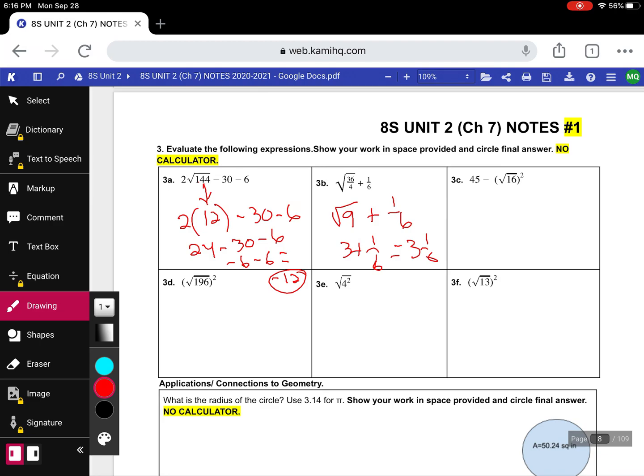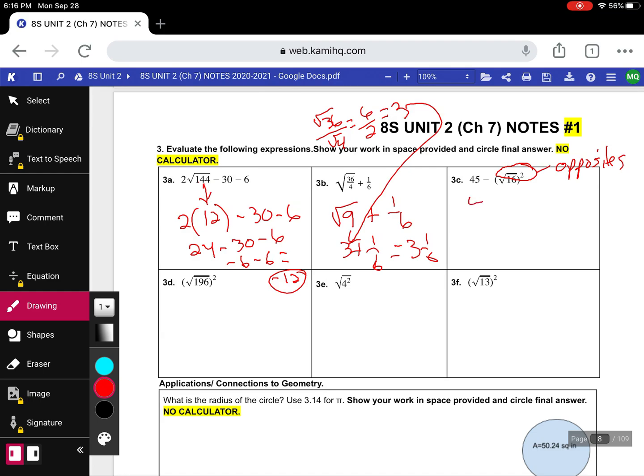Now, if you didn't notice those were divisible, it would still work. You could do the square root of 36 over the square root of 4. You're going to get 6 over 2, which is going to give you 3. And either way is going to give you the right answer, okay? Moving on to 3C. Whenever you see a square root symbol and then it's squared, I want you to recognize that those are opposites, okay? And they kind of cancel each other out.